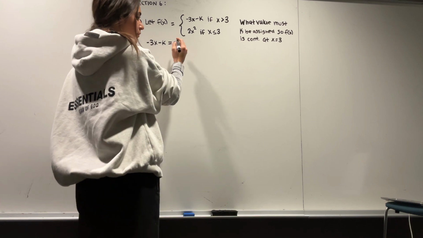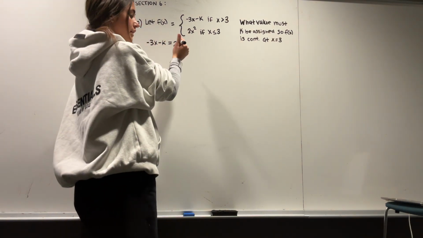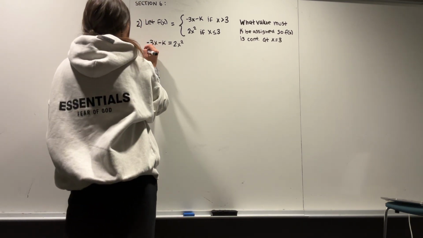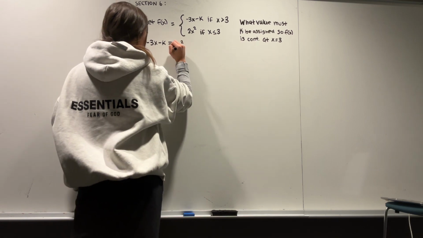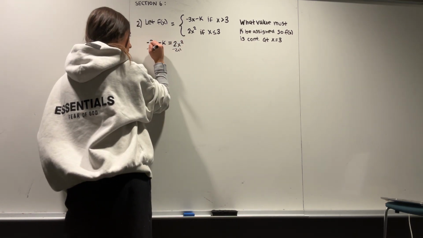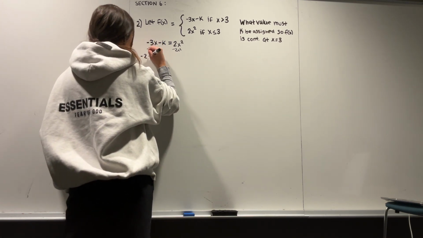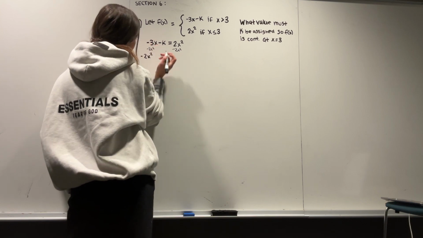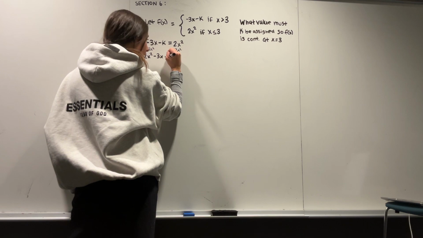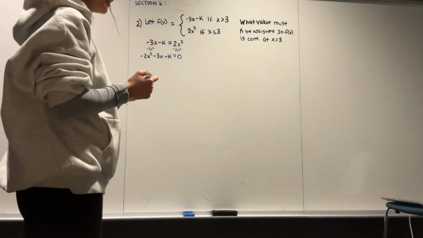And then we're gonna move this over so that we can get it equal to 0 and then therefore be able to solve for k. So then we'll get, we're gonna subtract 2x squared on both sides. So we're gonna get negative 2x squared minus 3x minus k, and that will be equal to 0.